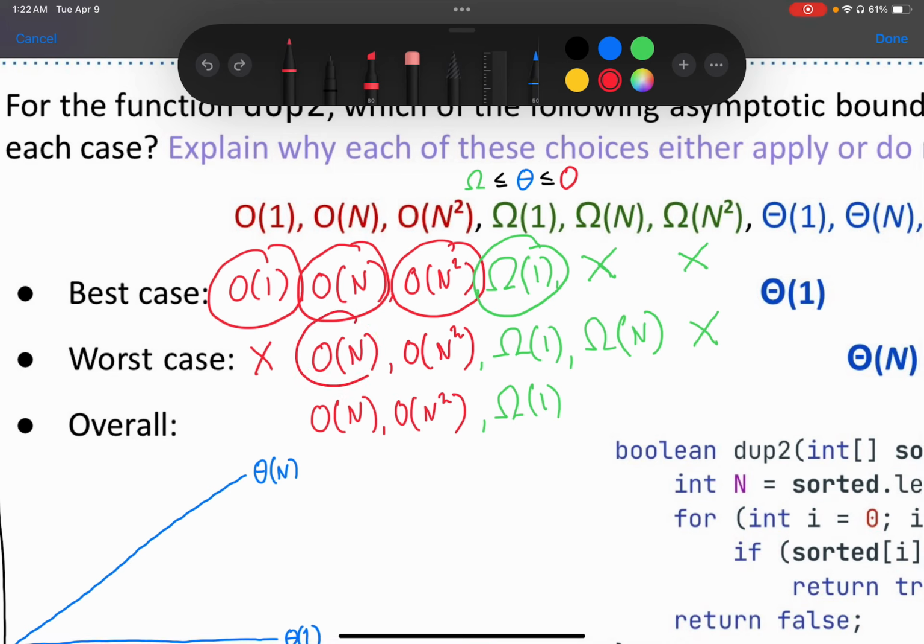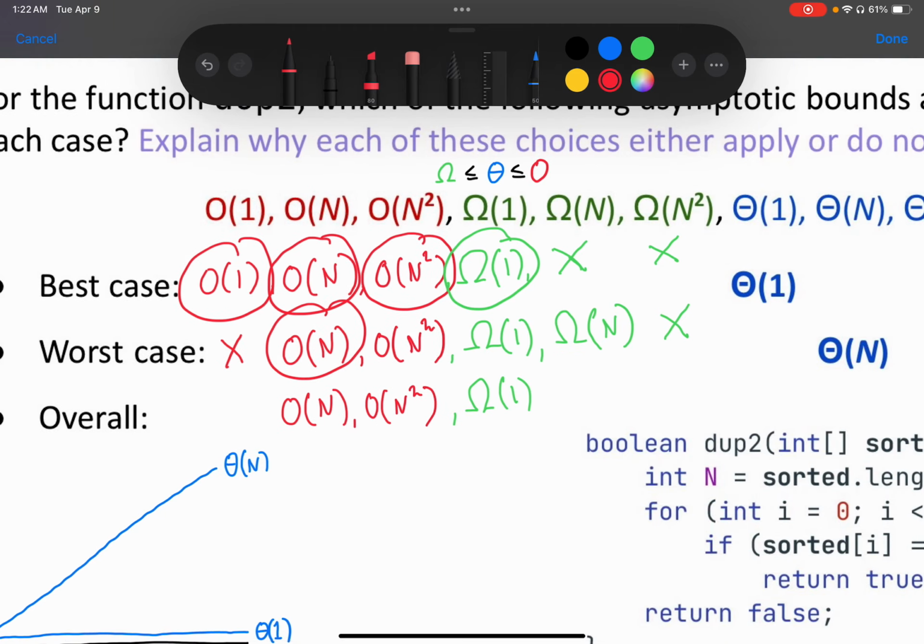And we also see that big O of n squared applies as well, because big O of n squared is greater than theta n. So those two cases apply. And because O of n best case and worst case both apply, that would also become the overall. And O of n squared best case and worst case both apply as well, so those count as overall as well.